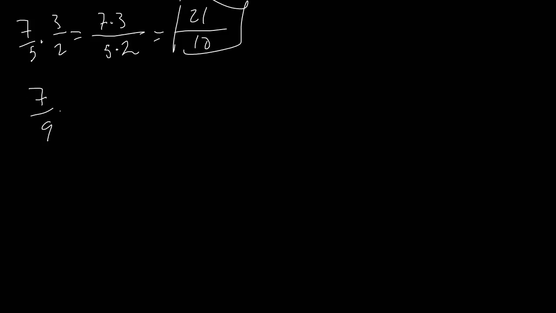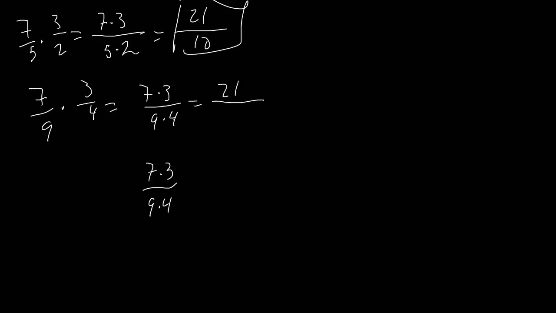7 over 9 times 3 over 4. So we're going to be left with 7 times 3 over 9 times 4. Okay, so I'm going to do it two ways here. 7 times 3 again and 9 times 4. I'm going to do it the old-fashioned way. 7 times 3 is 21. 4 times 9 is 36.